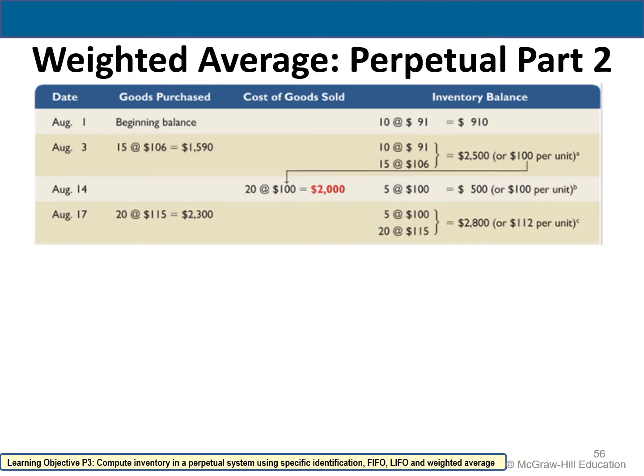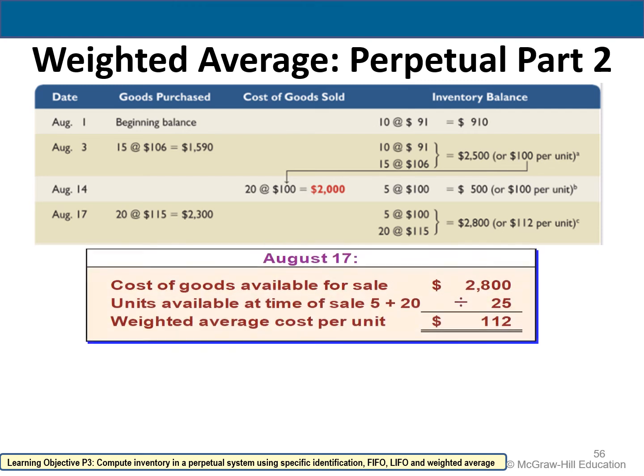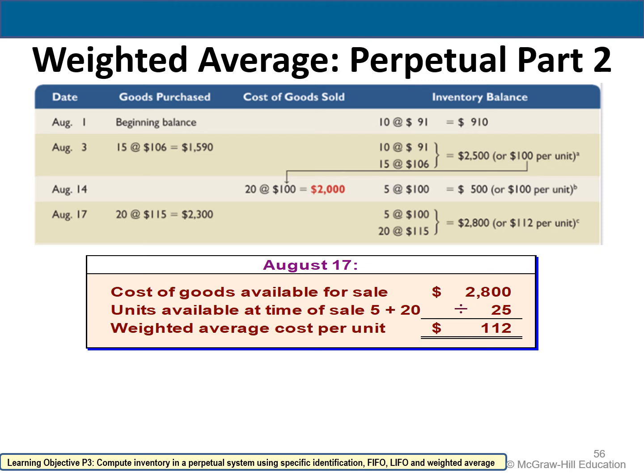All right, so then if we look at the second sale, what are they trying to say? So the August 17th sale, the cost of goods available for sale was $2,800. I had 25 units at that time, so my weighted average cost per unit for the sale immediately following my August 17th purchase is going to be $112 per unit.